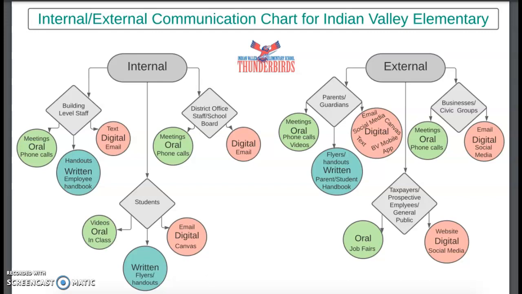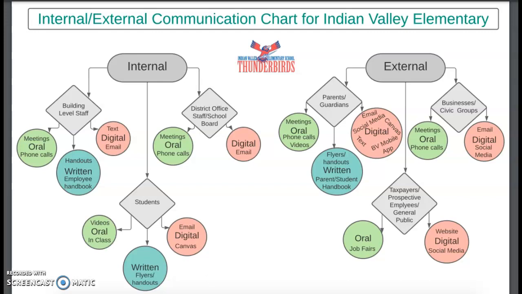And then on the external groups, parents, guardians, and families of our students being one group, and then businesses, civic organizations and groups in another. And then I kept it pretty broad with that last category of having taxpayers, prospective employees, and maybe the general public in the Kansas City metro area that maybe aren't actually the taxpayer base, but are just in the metro area.